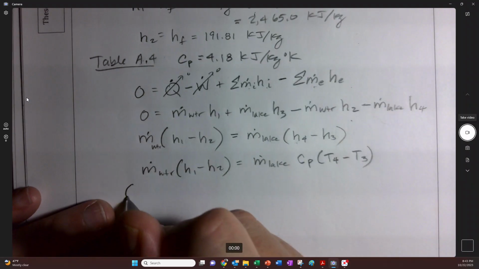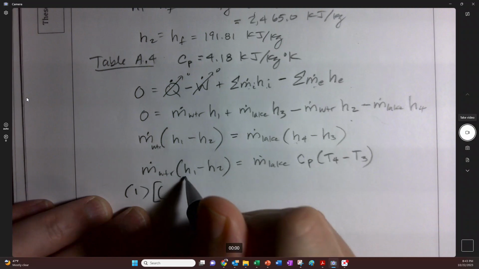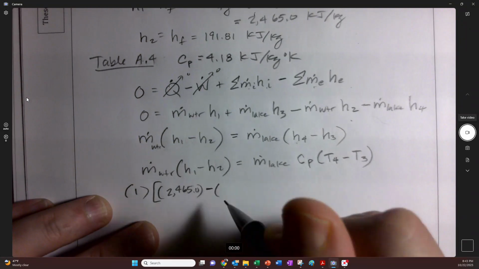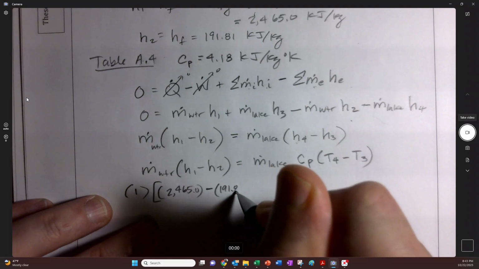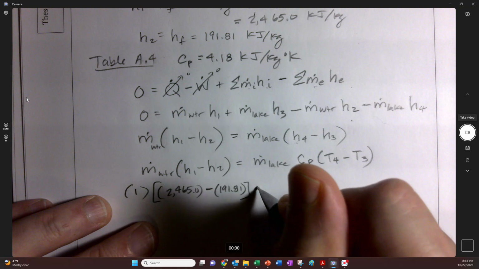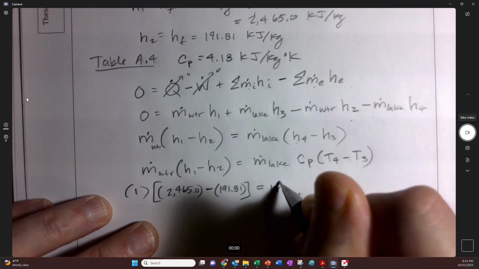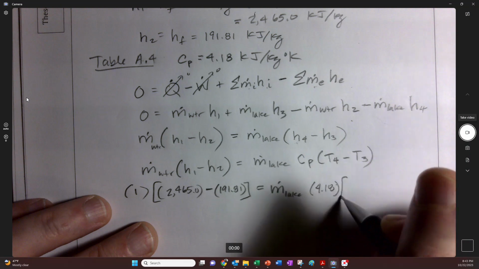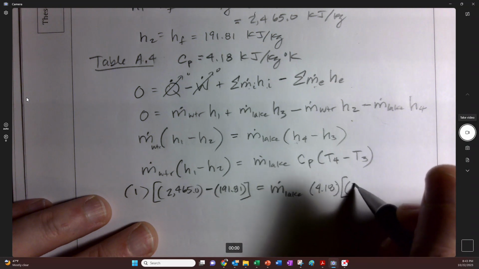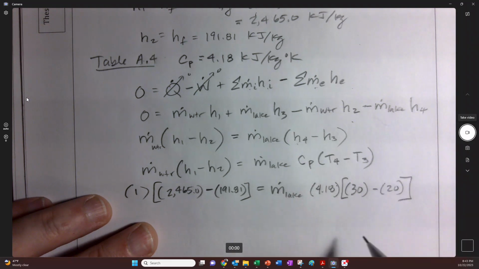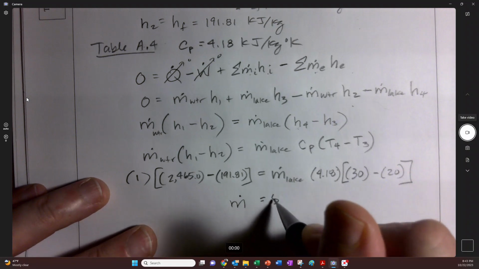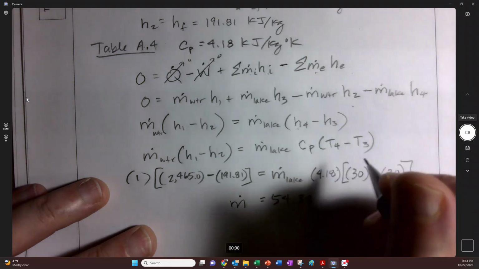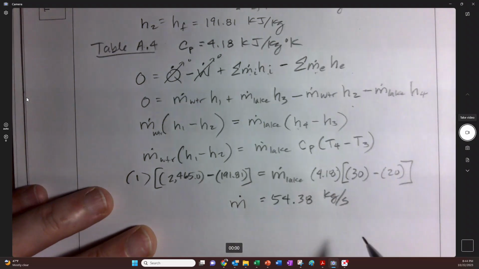All right, so we could put in the numbers that we have: 1 kilogram per second, h1 was 2,465, minus h2 was 191.81, equal to, this is what we want to find, the amount of flow of lake water. cp is 4.18, and our temperature change is going to go from, so it was exiting at 30, entering at 20. And so everything works out. And we get 54.38 kilograms per second. And so that is our answer.